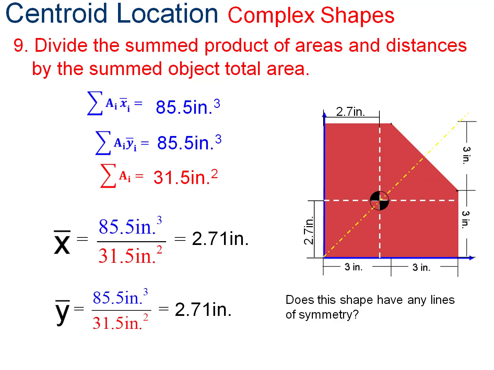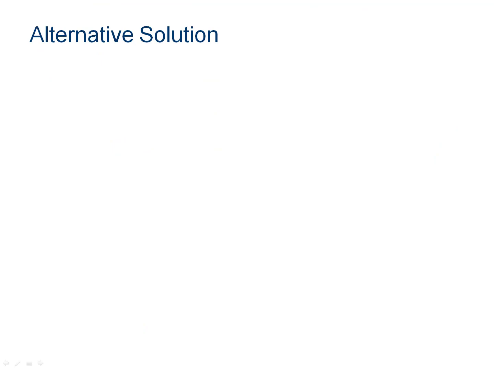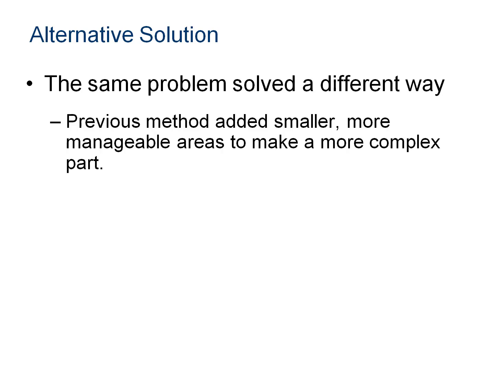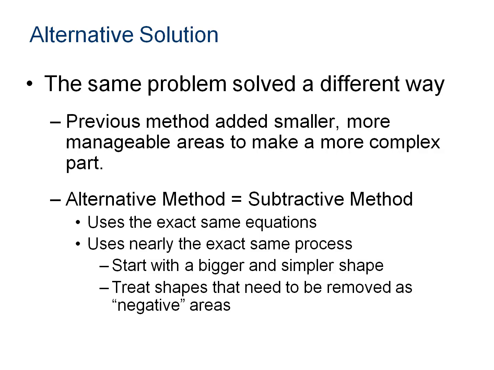And it would balance. Now, there's an alternate way to do this. It's still 9 steps. It's the same thing, only slightly different. So if I look at this problem and I say, hey, I could divide that area into a bunch of small shapes, I can also look at that and say, I can make one big shape and take 1 or 2 small shapes away. So this is the subtractive method. Same equations, almost the same process.